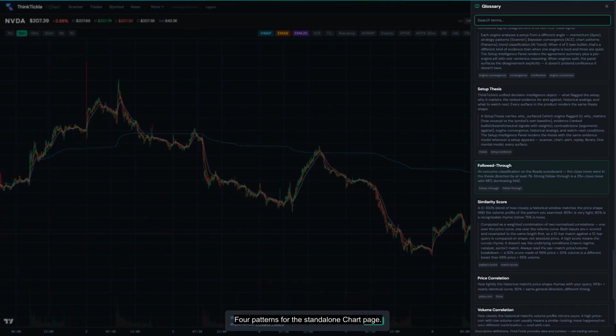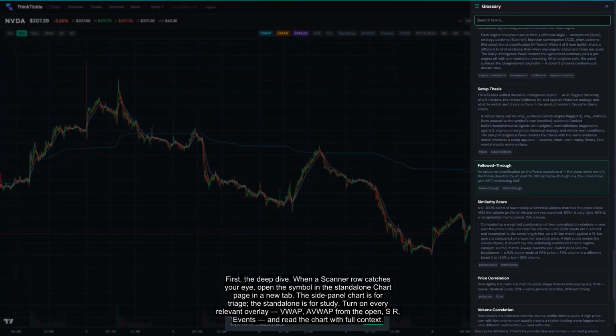Four patterns for the standalone chart page. First, the deep dive. When a scanner row catches your eye, open the symbol in the standalone chart page in a new tab. The side panel chart is for triage, the standalone is for study. Turn on every relevant overlay, VWAP, AVWAP from the Open, SR, events, and read the chart with full context.